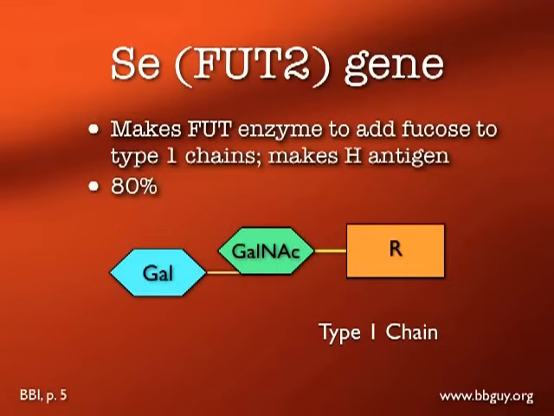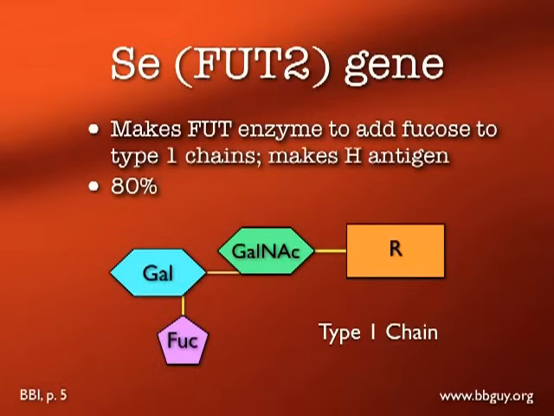That gene is called the secretor gene, or the SE gene, also known as FUT2, F-U-T-2. FUT stands for fucosyl transferase. So that gene makes an enzyme that adds fucose to type 1 chains right there at the terminal galactose. 80% of us are capable of doing this. That means that 80% of us are so-called secretors.